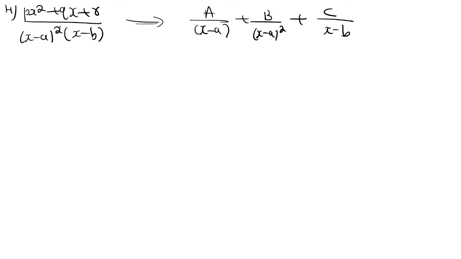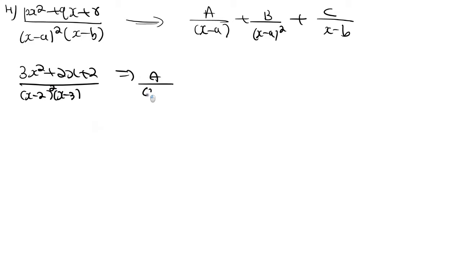Next step, (px square plus qx plus r) divided by (x minus a) whole square into (x minus b). You can write it as A by (x minus a) plus B by (x minus a) whole square plus C by (x minus b). For example, see, (3x square plus 2x plus 2) divided by (x minus 2) whole square into (x minus 3) is there. Here write it as A by (x minus 2) plus B divided by (x minus 2) whole square plus C divided by (x minus 3).